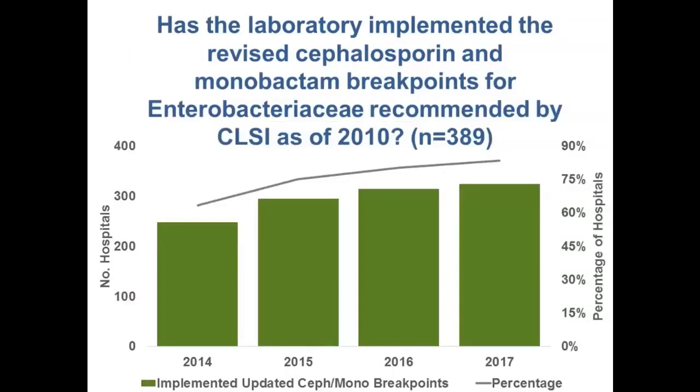When we asked specifically about whether laboratories implemented the revised cephalosporin and monobactam breakpoints, we tracked the trend over time. As you can see, there is an increasing proportion, as indicated by the gray trend line. The green bars are an overall count of hospitals that have adopted the updated breakpoints. So you can see we're making quite a bit of progress, and we're doing better than what you see in the national overall picture. But we still have a ways to go. We'd like to get to 100%, and we're still hovering around 80 to 85% using the most updated breakpoints.